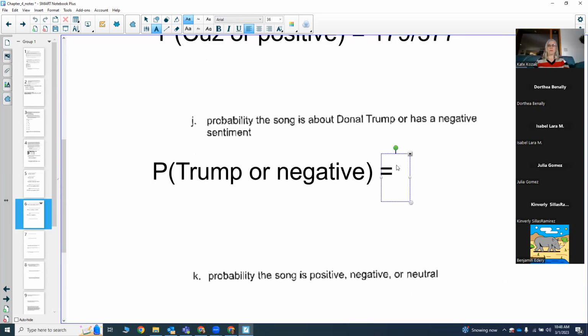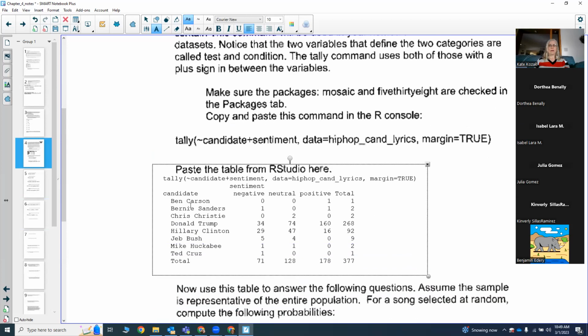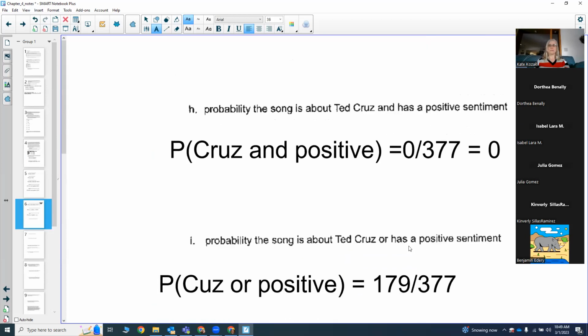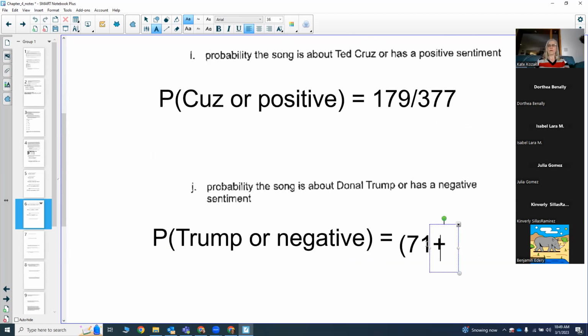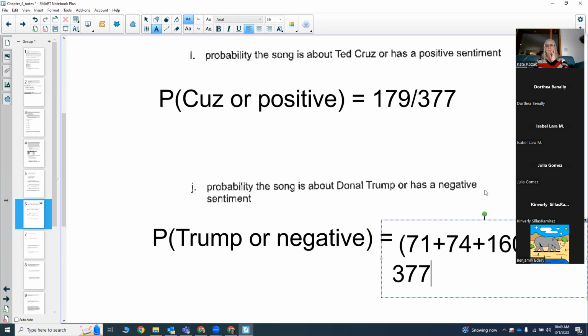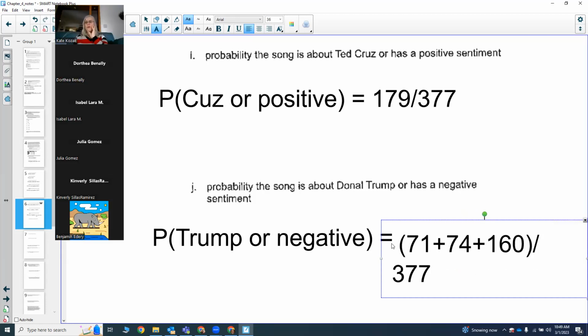So that would be my 71 plus my 160. What were the numbers? I forgot them already. See how fast I did that? 71, 74, and 160. There we go. And then that's still going to be out of 377. And so you could find out what 71 plus 74 plus 160 is.